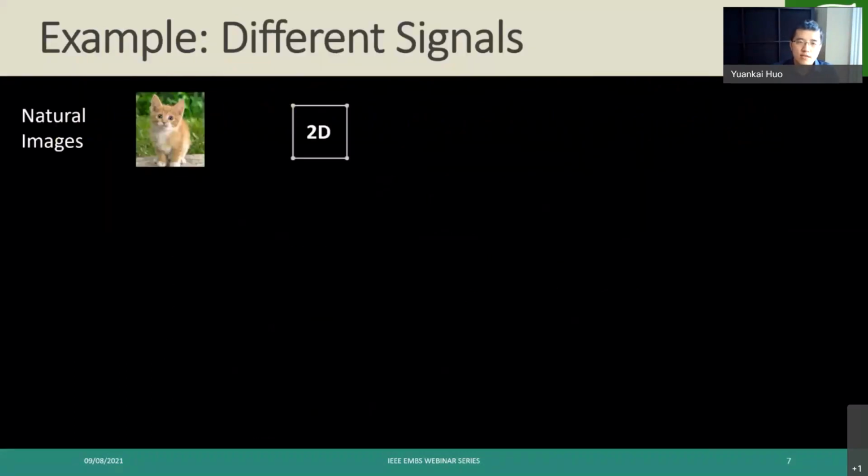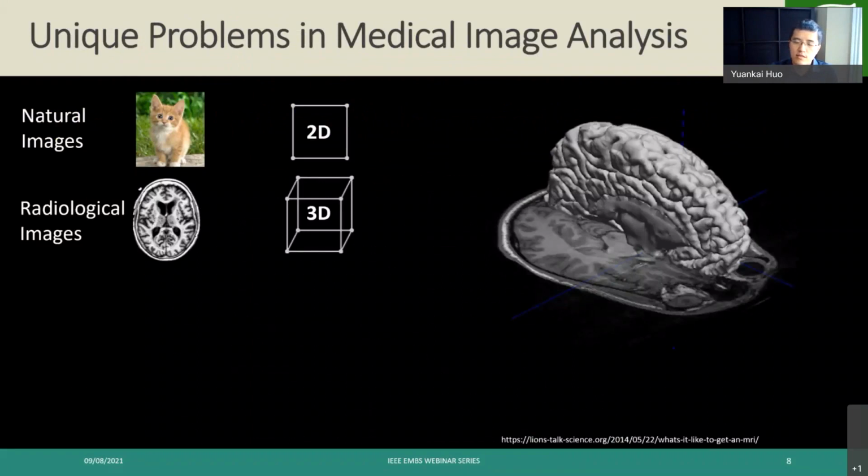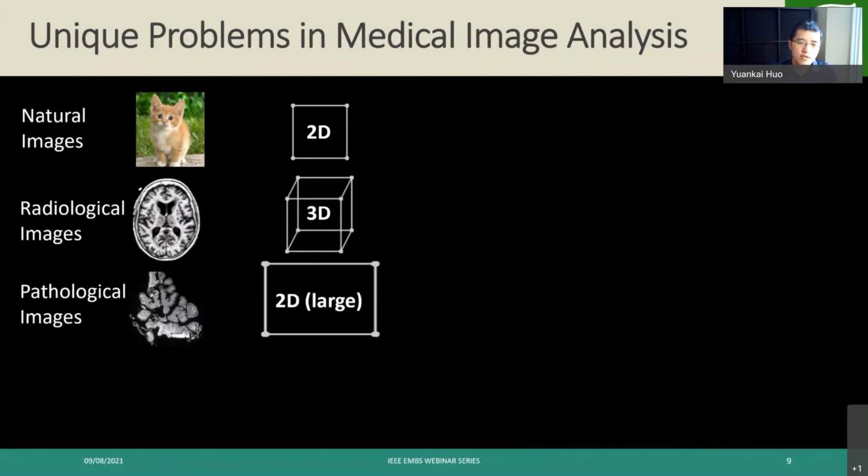Okay, so one example is that we are dealing with different signals. For example, in natural image, so for computer vision, we typically deal with 2D images. But in radiology, we are typically dealing with 3D volume. It has a much higher dimension than the normal 2D image.